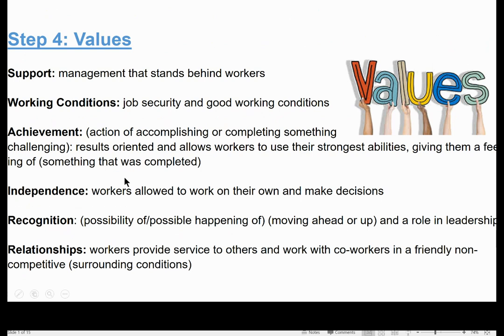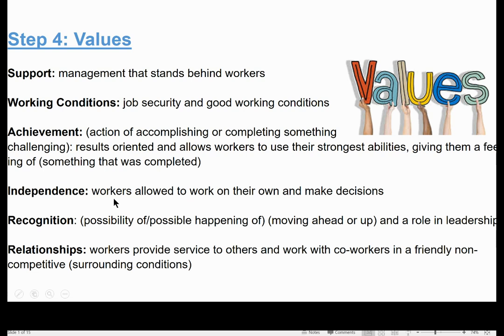I'm going to go back. Achievement. Again, that goal at the end. Is it important that you achieve something, that you move through a process and at the end, you achieve something? Or are you okay just working on something and handing it off to somebody else and that's okay?